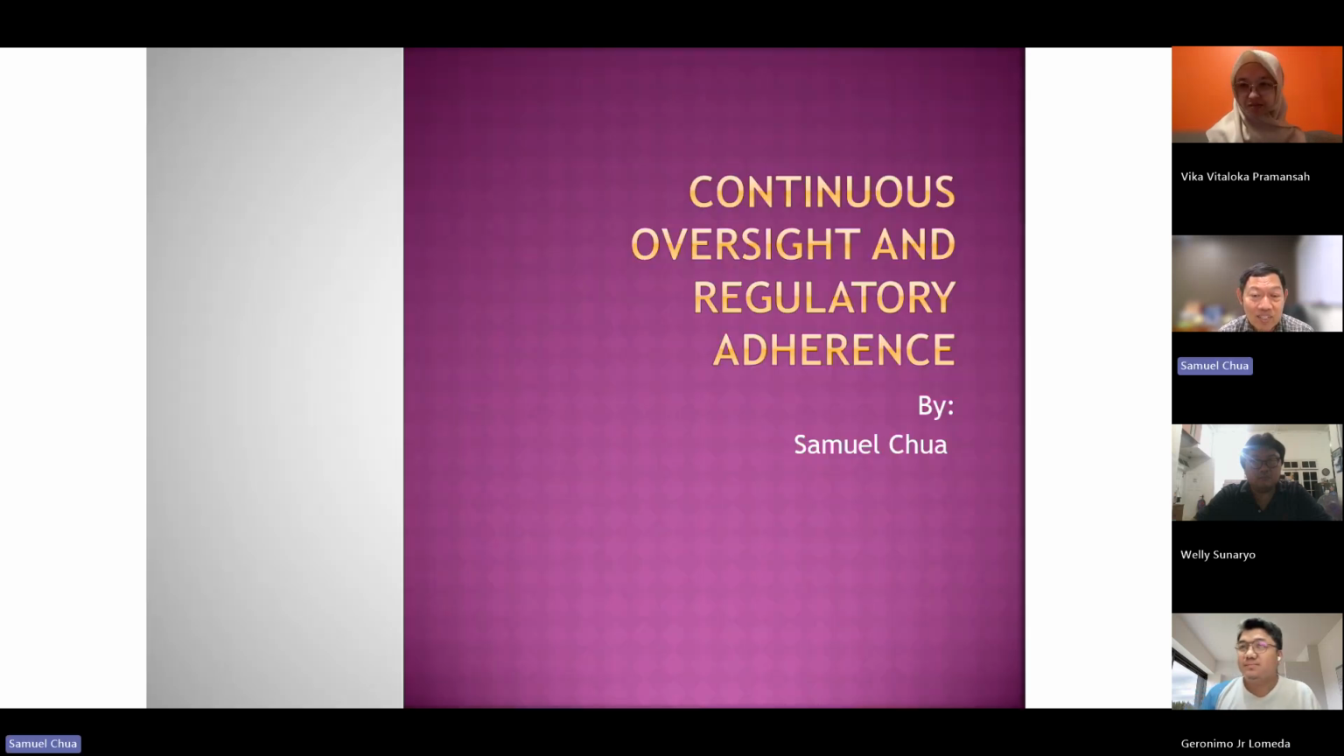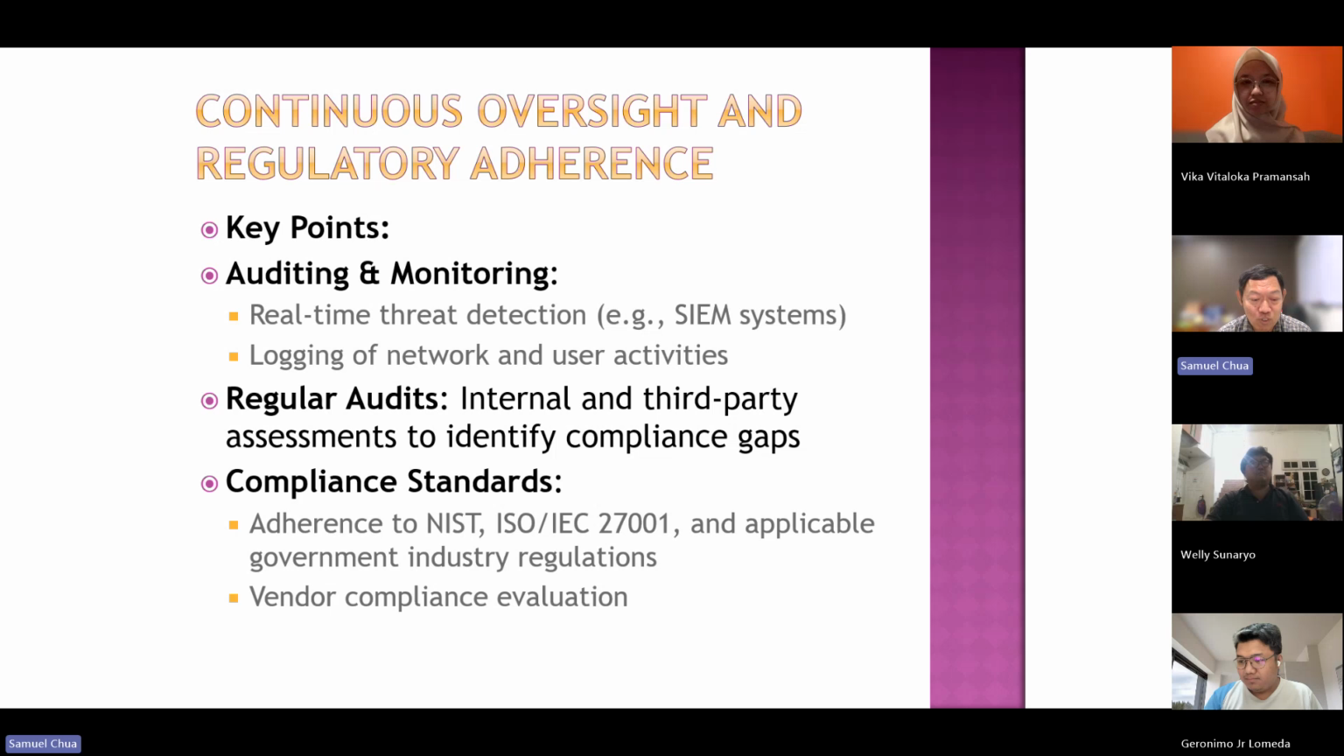Thank you, Nemo. I'm Samuel Chua with ID number 250-32868, and I'll be discussing continuous oversight and regulatory adherence. With threats evolving daily and regulations tightening across industries, it's no longer enough to react. Organizations must adopt a proactive, ongoing approach to monitoring and compliance.